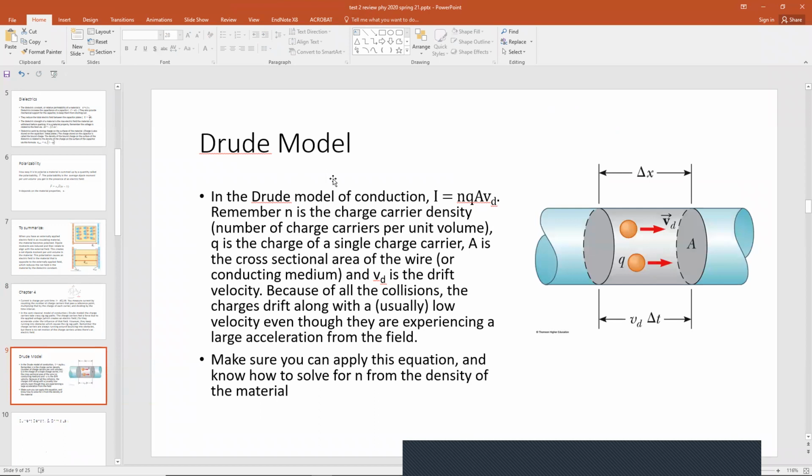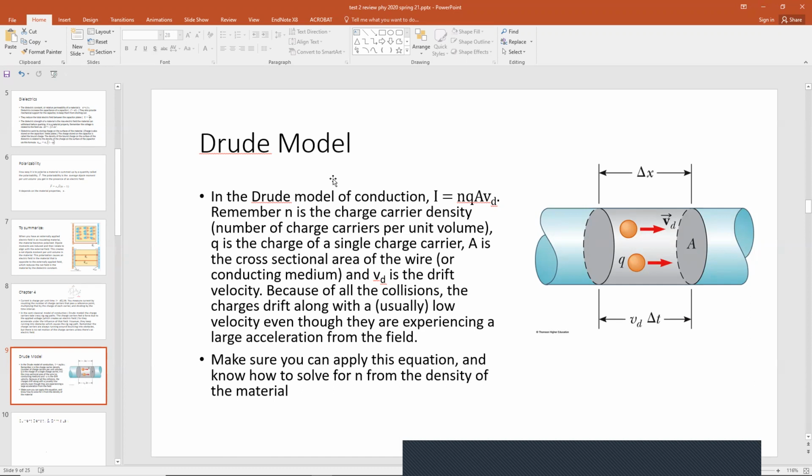The current I in a conductor, a metal, is equal to NQA times V sub D. Now here I is the current, of course, in amps. N is the density of charge carriers, so it's the number of charge carriers per unit volume in the material. Remember that you can derive that from the density of the material, the molar mass, and knowing the number of electrons donated per atom, okay? So remember how to do that.